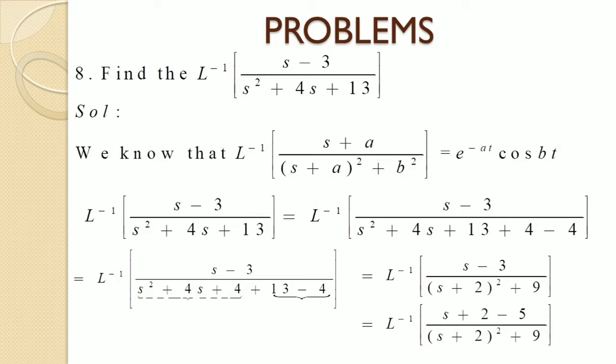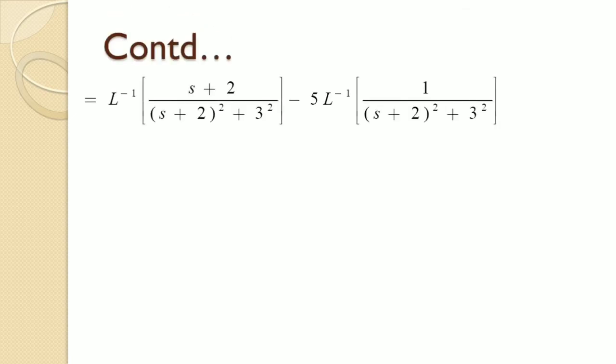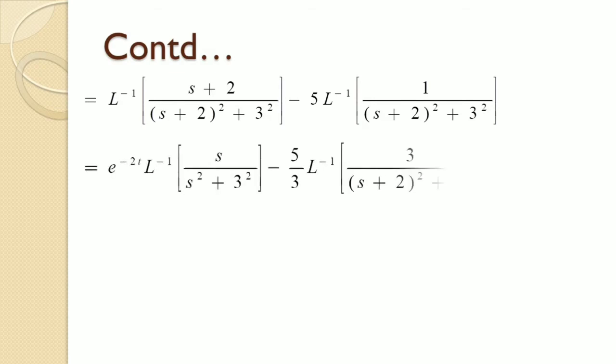That is nothing but L inverse of, in the numerator it will be s plus 2 minus 5, and in the denominator it will be (s plus 2) the whole squared plus 9, because in the denominator we are having s plus 2, so we should have s plus 2 in the numerator also. So writing minus 3 as 2 minus 5. Now this can be written as L inverse of (s plus 2) by ((s plus 2) the whole squared plus 3 squared) minus 5 into L inverse of 1 by ((s plus 2) the whole squared plus 3 squared).